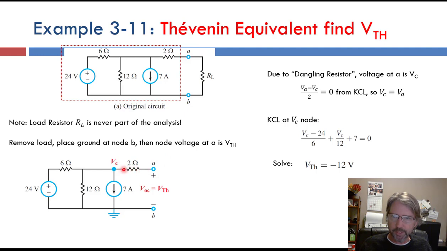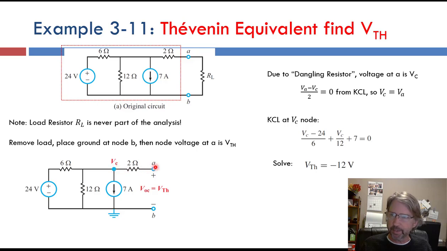We have a 2 ohm resistor going to terminal A, but this open circuit voltage is what we're looking for, at voltage A, what we would measure here. But there's only one branch. So after a while, you'll get used to these and you'll say, oh, the voltage at A is the same as the voltage here at C, and that's the way you want to do it. And so we do node analysis to find VC, and that's our Thevenin voltage.